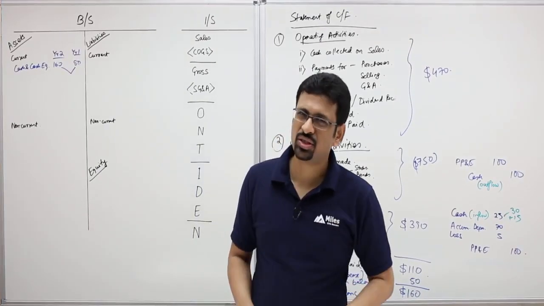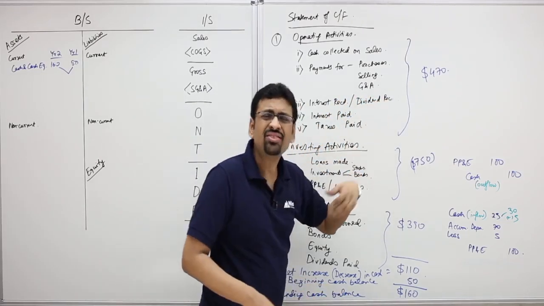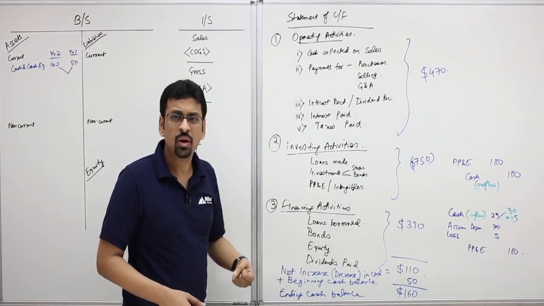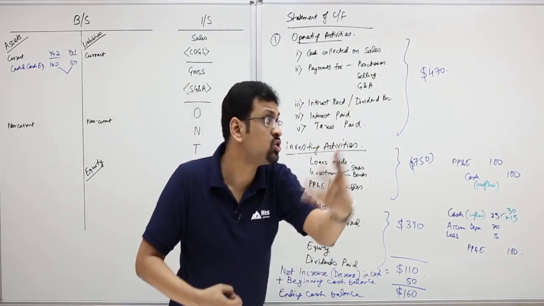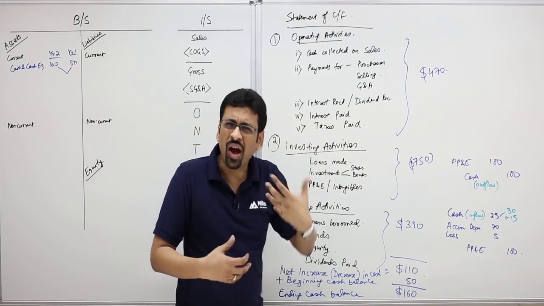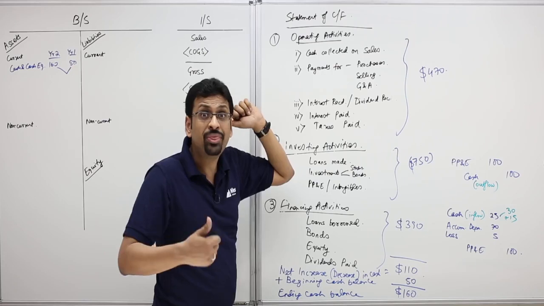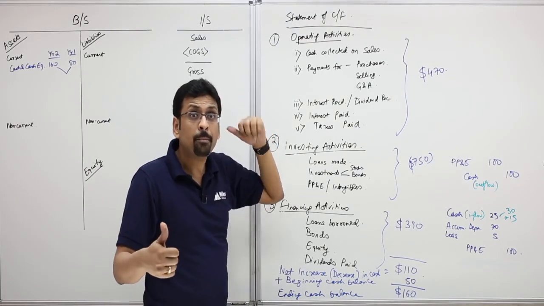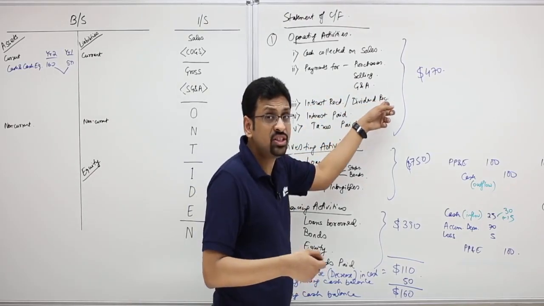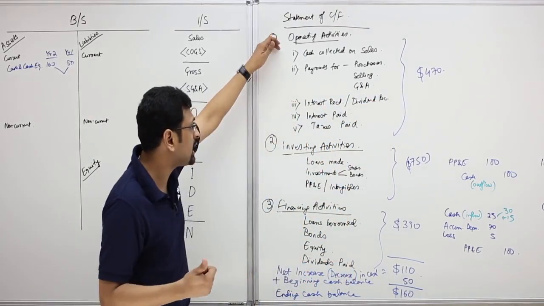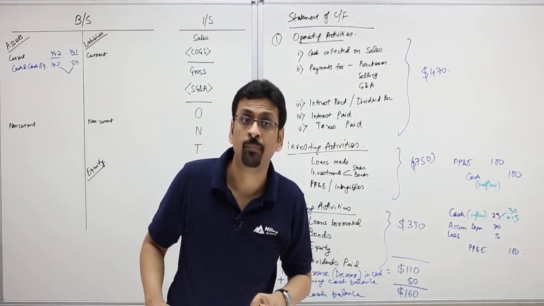I'm pretty sure some of you are thinking, interest received, dividend received, that's out of investing activities, because we invested in bonds, we got interest, and because we invested in stocks, we got dividends. So why are interest and dividends received part of operating activities? Now that's a rule under GAAP, but under IFRS, you may classify interest received and dividend received as either operating activities or investing activities. So that's an option which IFRS gives you, not GAAP.